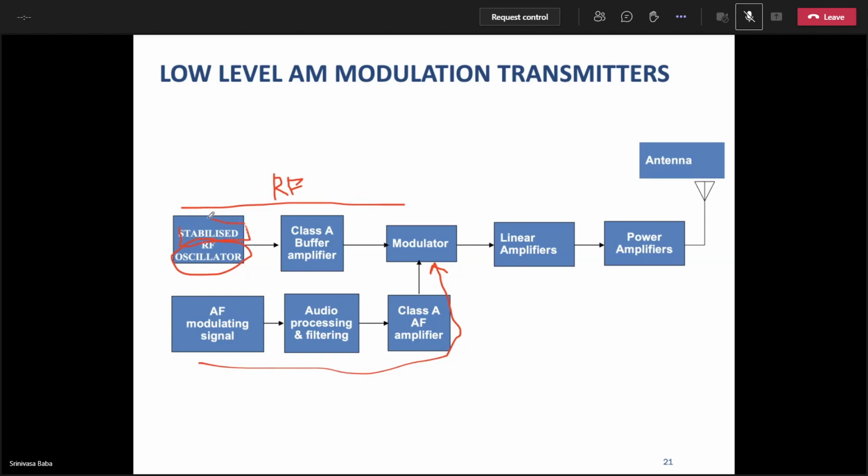From a stable oscillator. What is the meaning of stable oscillator? Yes, sir. What is a stabilized oscillator?